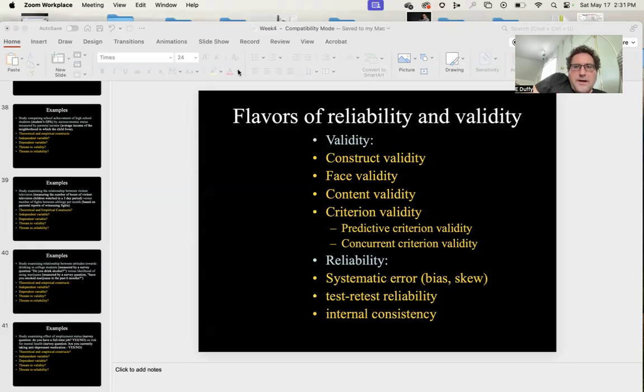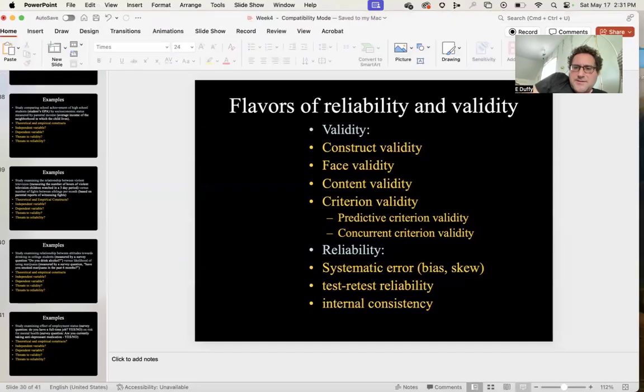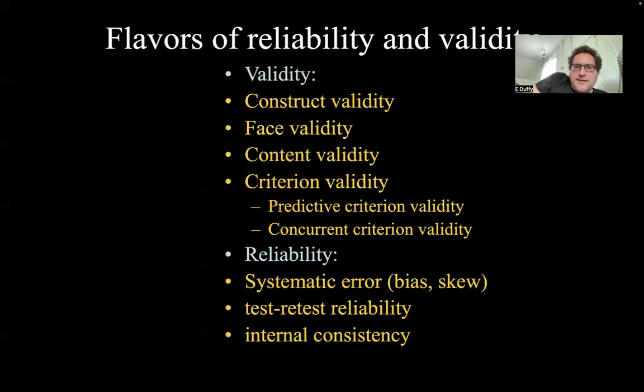Okay, so what I'm going to do, and I'm sorry I had to move locations because someone is mowing the lawn outside. So I'm in a different room, but I'm going to continue on with flavors of reliability and validity.